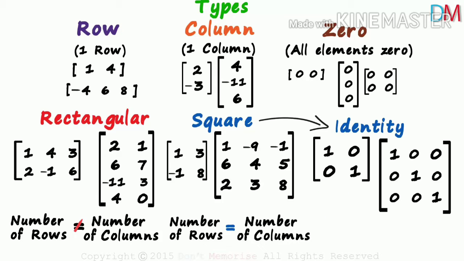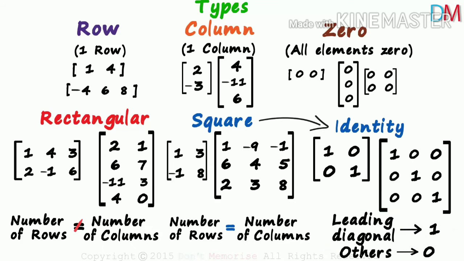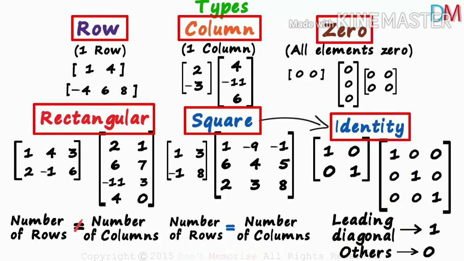We see that the elements along this diagonal are 1 and the rest of the elements are 0. Yes, that's the definition of an identity matrix. The elements in the leading diagonal are 1 and the other elements are 0. By leading diagonal, I mean the diagonal that starts with the first element of the matrix and not this diagonal. So these are the 6 main types of matrices we need to know before we begin with operations on matrices.